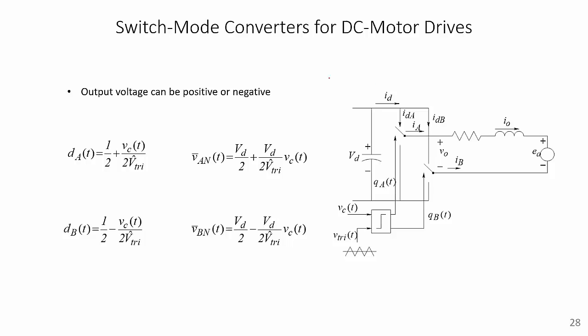To generate a positive output voltage, switch A is connected to the positive DC bus, while switch B is connected to the negative of the DC bus, thus setting the output voltage equal to positive VD.